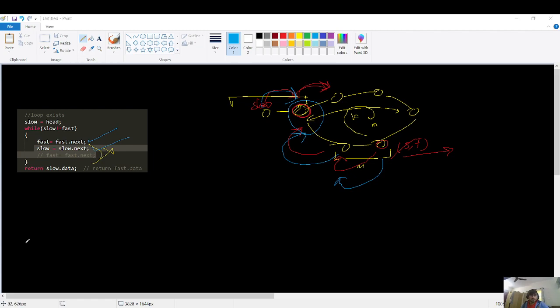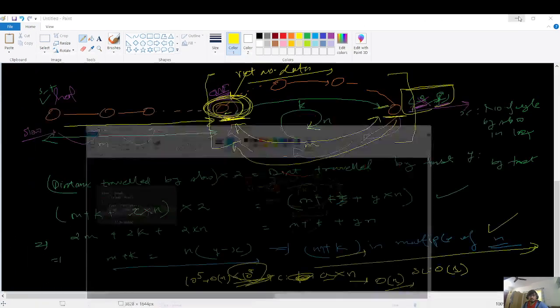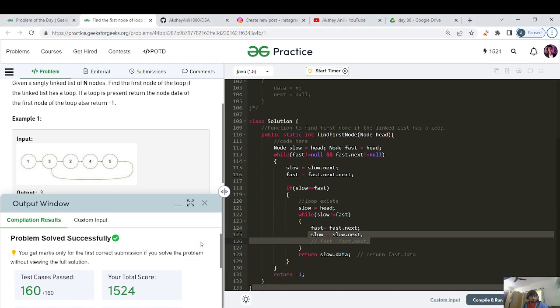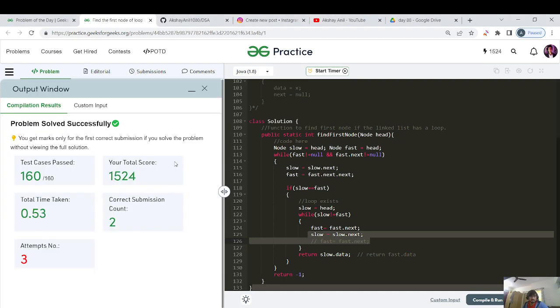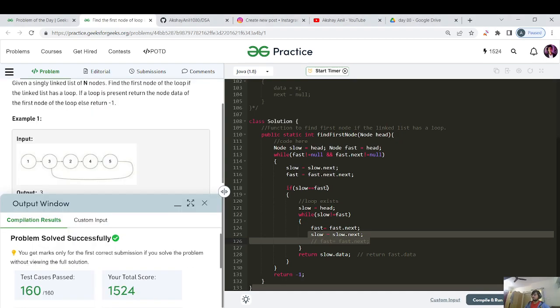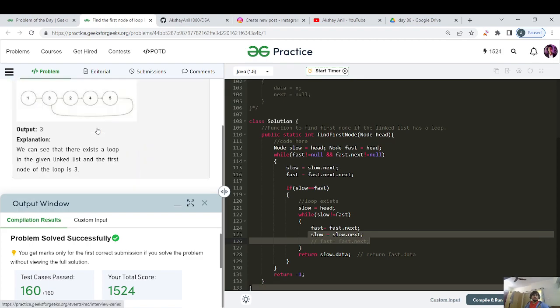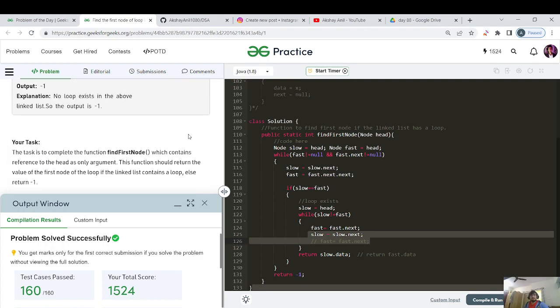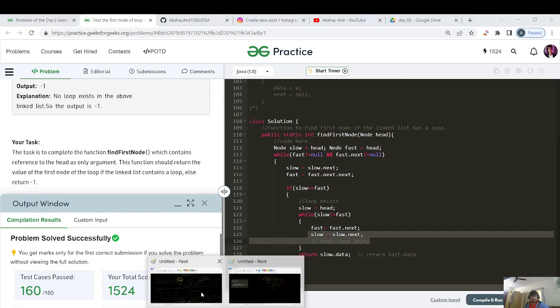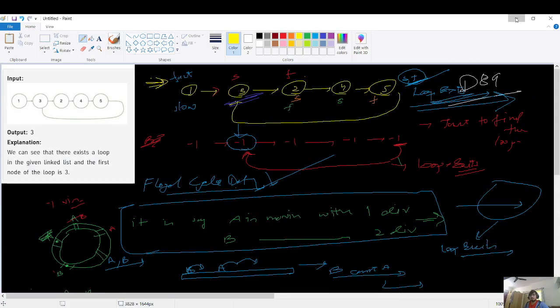Okay, so that was the case. So we saw that thing too here, and the code is running successfully, and we have seen all the ins and outs of this solution using Floyd's detection algorithm. Okay, so let's meet in the next video, tomorrow's GFG POTD. So tomorrow will be day 90.